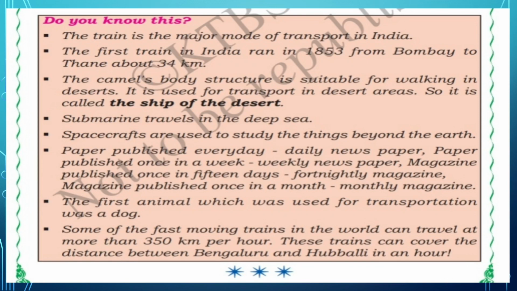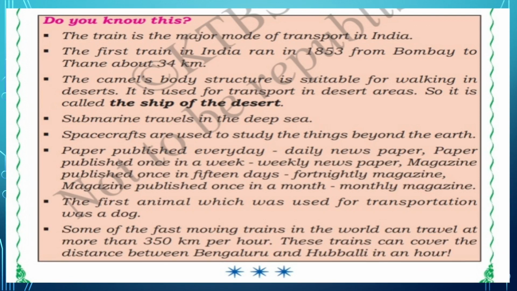Paper published every day is a daily newspaper. Paper published once in a week is a weekly newspaper. Magazine published once in 15 days is a fortnightly magazine. Magazine published once in a month is a monthly magazine. They have given here some terms. The paper published every day is what they call a daily newspaper.